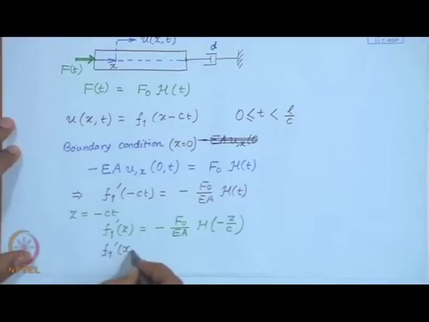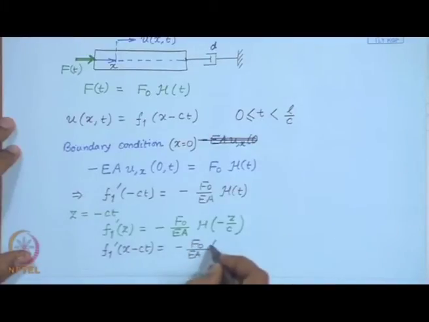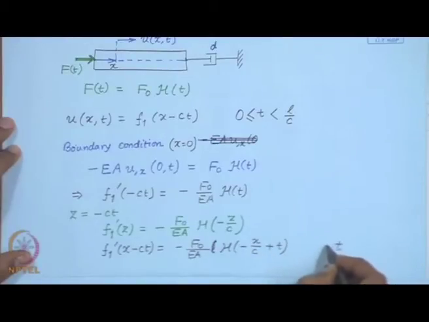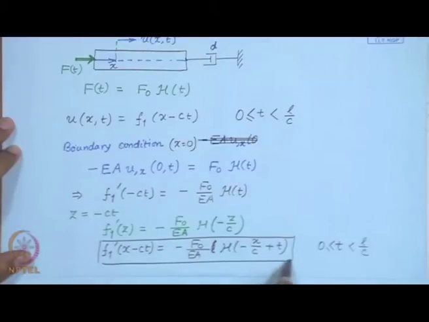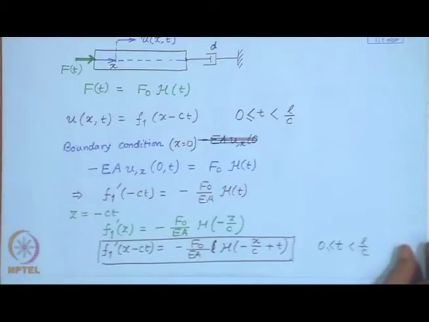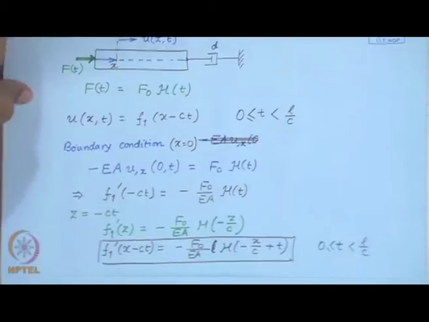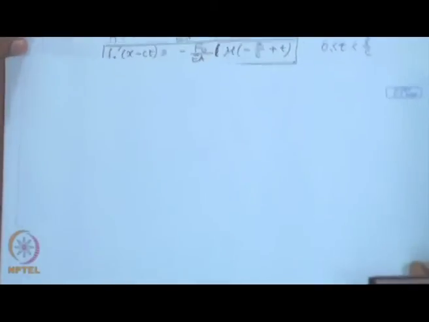f 1 prime of x minus c t is, and this is the solution as long as time is less than L over C. So, using this now we can write the velocity of the bar.